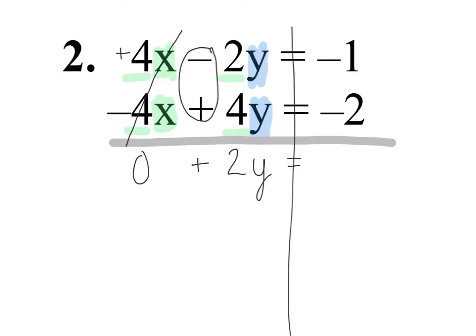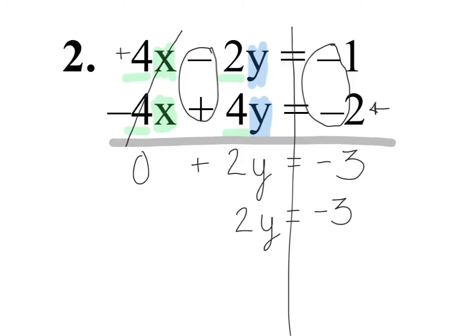On the other side, we have -1 minus 2. These are the same sign, so I'm going to add. 2 plus 1 is 3, and keep the sign of the bigger number, so that's going to be -3. 0 plus 2y. Remember, we eliminated it for a reason, so I'm actually just left with 2y, which is great.